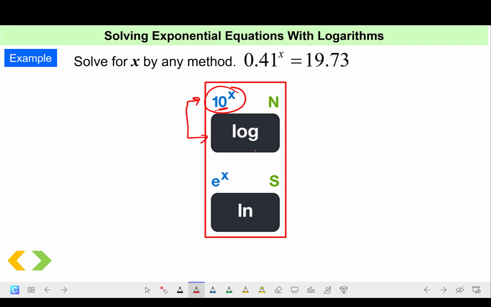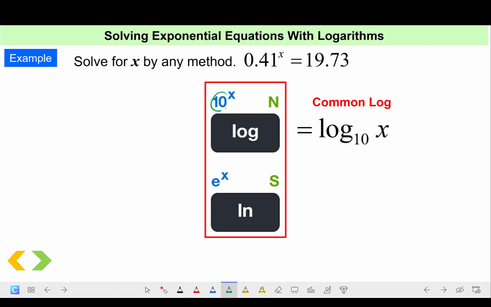So you might look at this log and go, hey, there's no base on that log. Actually, there is. It's base 10. We just don't write that 10 because it's what we call a common log. Okay. Well, what about this down here? If this is a base, what the heck is this? Well, this is actually a number. It's a very important number. That number is 2.71828, blah, blah, blah, on forever. It's an irrational number, but it's a very important irrational number.